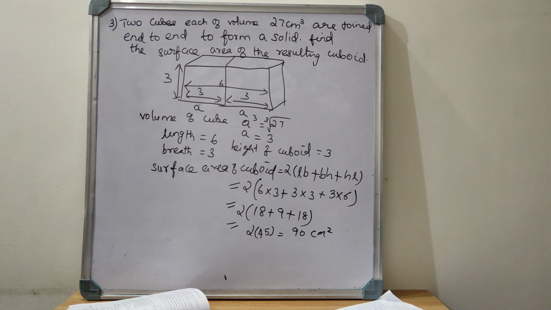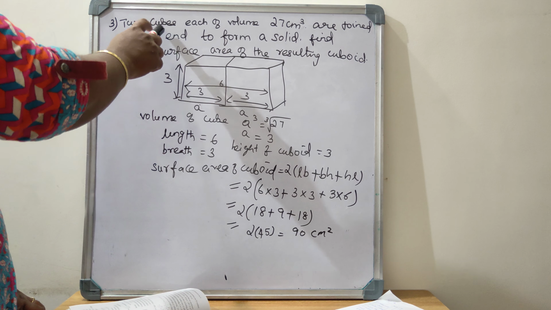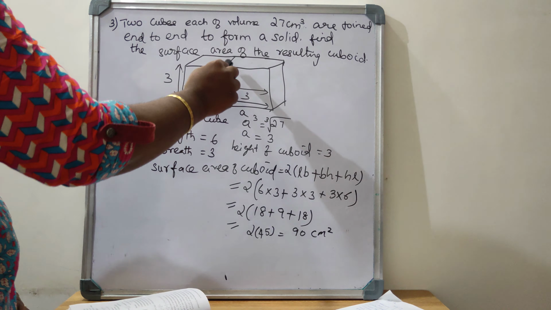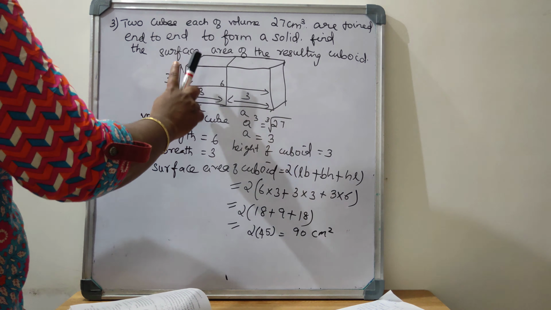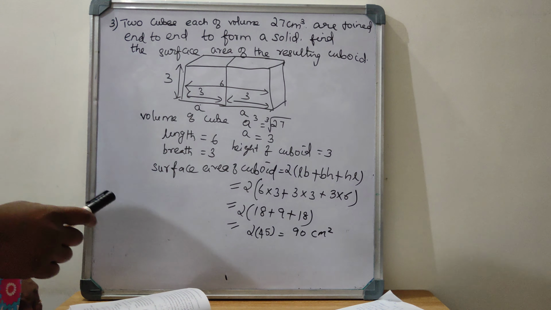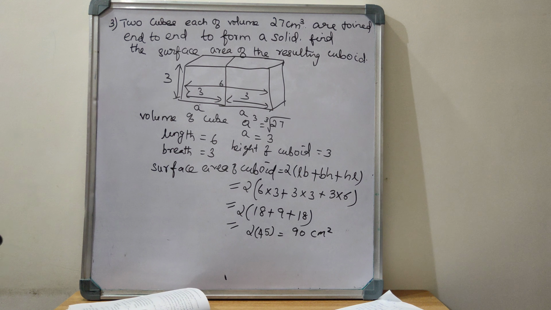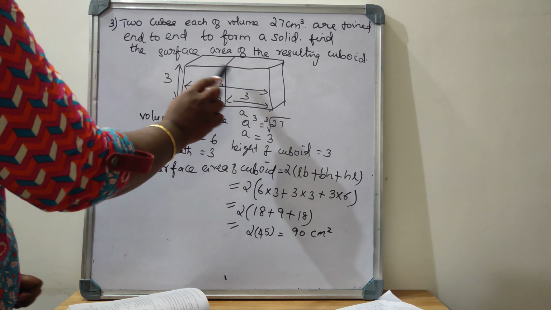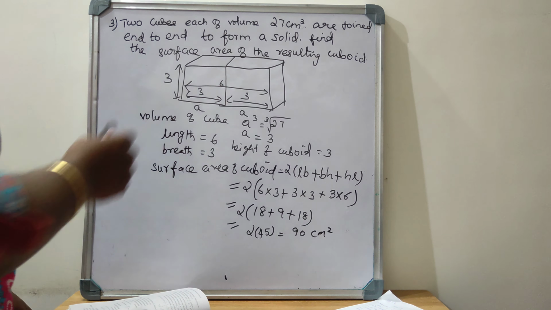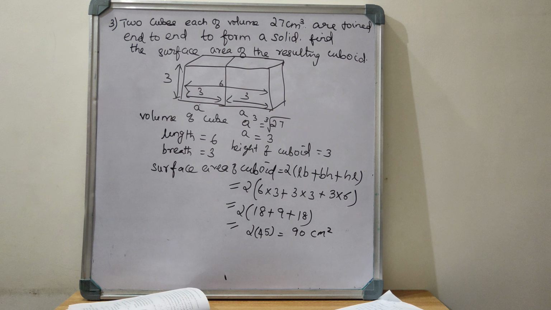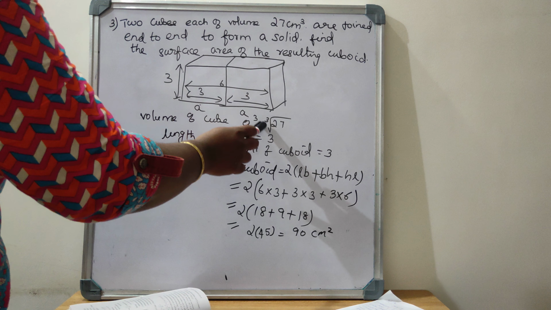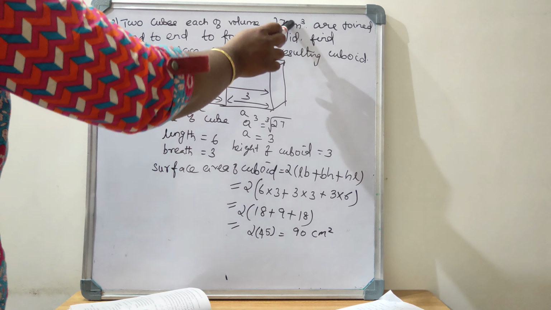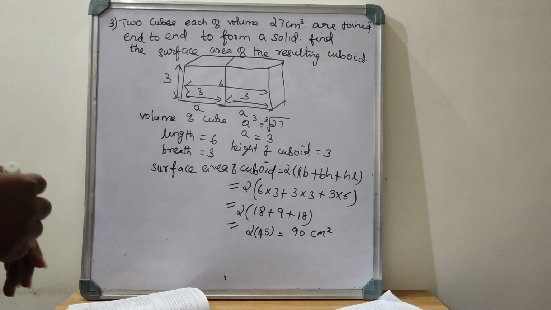So once again I'll explain this sum. So two cubes. So this is one cube and this is one cube. Each cube has a volume 27 centimeter cube, joined end to end to form a solid. You want to find the surface area of the cuboid. So volume of the cube is nothing but a cube equal to 27, so a equals cube root of 27. So a equal to 3.